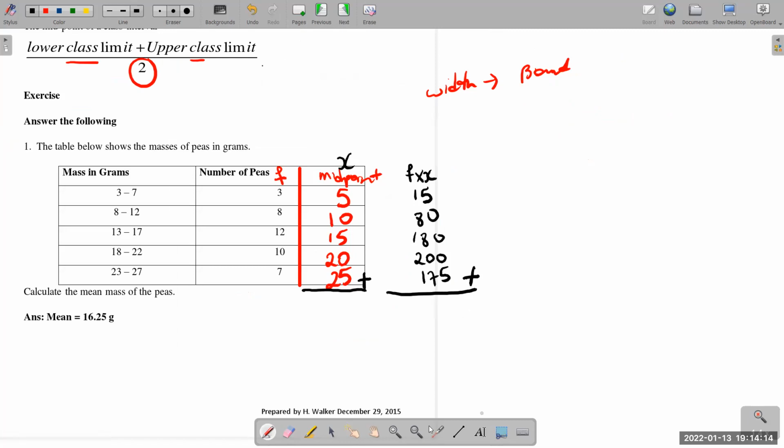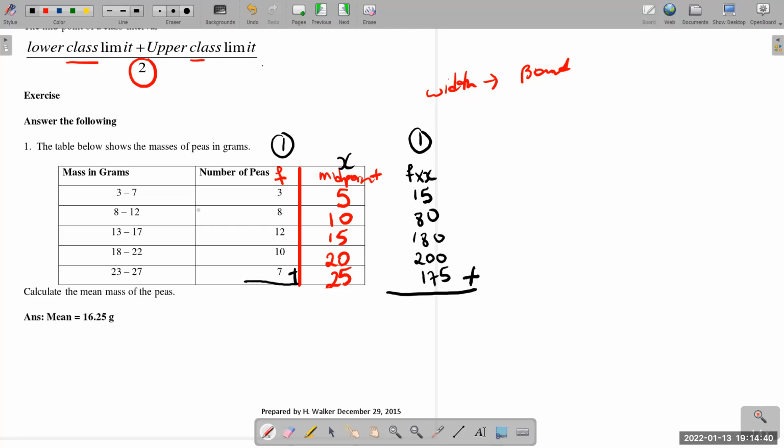Oh, sorry, not the midpoints, it's the frequency. Thank you. So not the midpoints, but the frequency. Everybody see that? So I need one person to sum this up for me, another person to sum this up for me. Everybody should be using your calculators. Let's go.